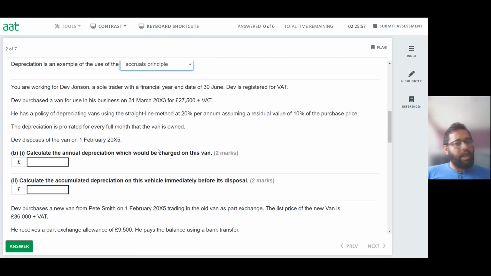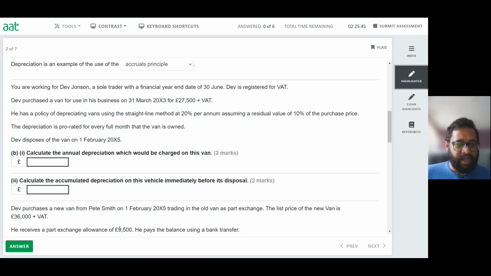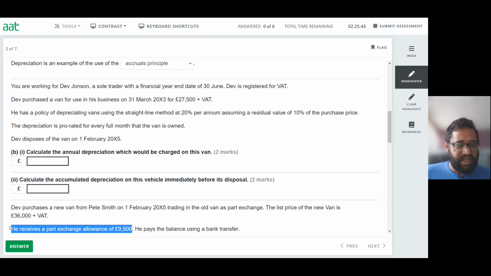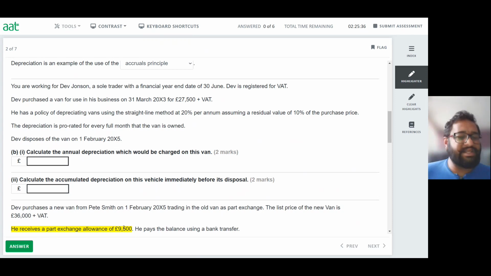So this one here I have come across. This was kind of challenging for me at the beginning because the question was kind of vague. We'll get there in a minute. I'll show you why, because a part of it gave me some confusion. So if you look here, the allowance they have said, he receives a part exchange allowance of £9,500. So I have to assume this is the whole amount he received, including VAT in this scenario. But let's see that question by the end of it.